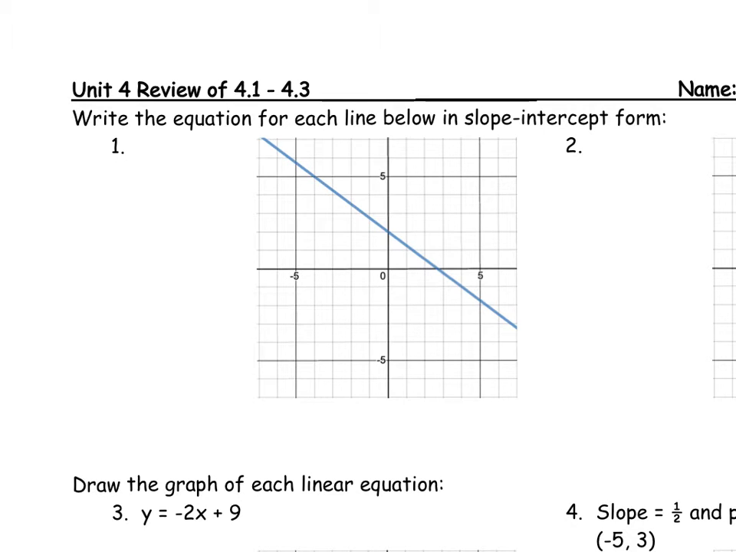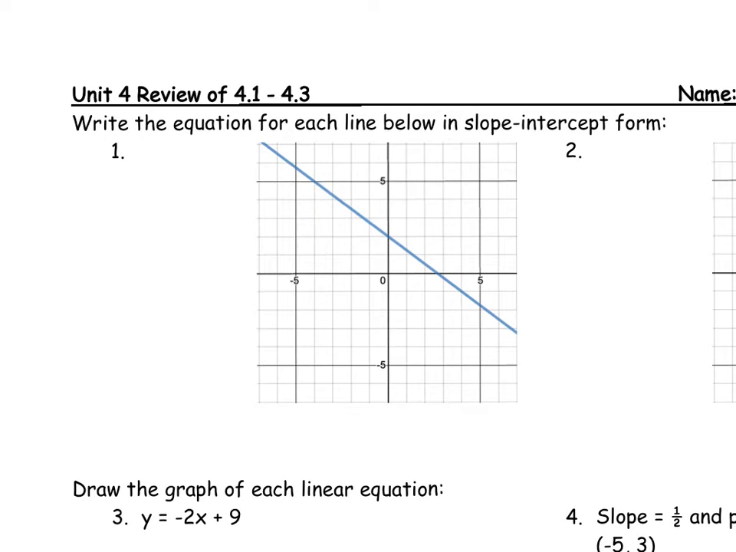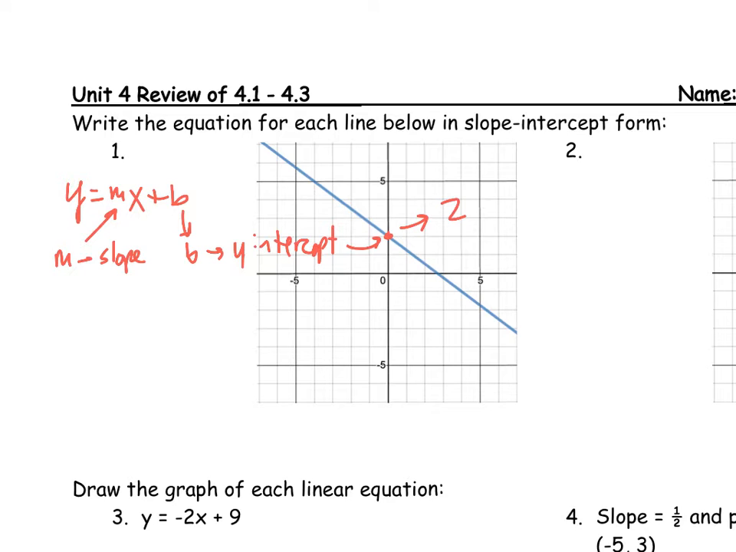Anyway, write an equation for each line below in slope-intercept form. So I'm just going to plug this into slope-intercept form. y equals mx plus b, where m, remember, is my slope, and b is your y-intercept. A couple things to remember there. My y-intercept is right where it crosses the y-axis, and that's equal to 2. So b in this case is 2. That's the first thing we've got to find. And then we're going to kick in the slope.